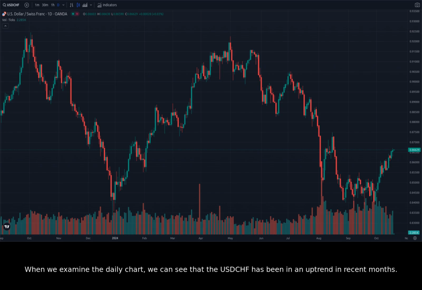When we examine the daily chart, we can see that the USDCHF has been in an uptrend in recent months. The pair has broken above its 50-day simple moving average, SMA, and is currently trading near its 2-month high. This suggests that the USDCHF is likely to continue its bullish momentum, at least in the short term.